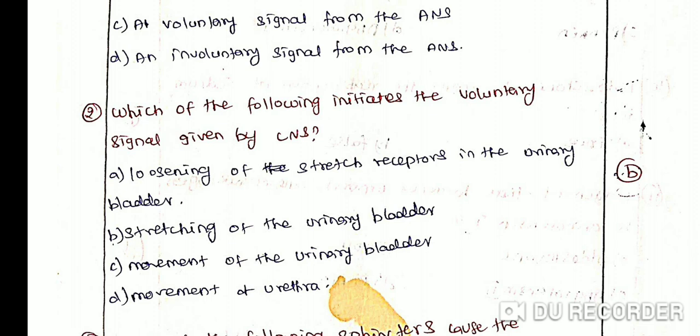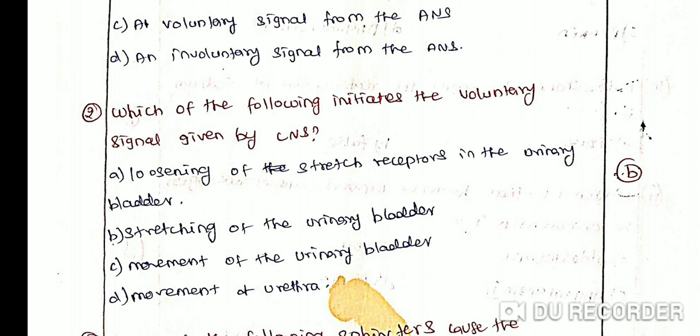Which of the following initiates the voluntary signal given by CNS? Option A, loosening of stretch receptors in the urinary bladder. Option B, stretching of the urinary bladder. Option C, movement of the urinary bladder. Option D, movement of urethra. The correct answer is option B, stretching of the urinary bladder.